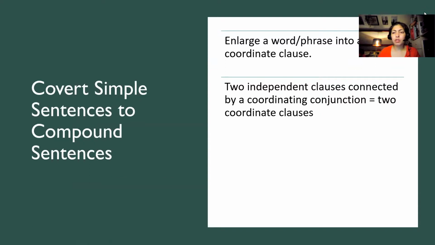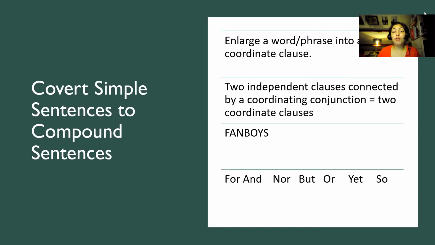I'll explain what conjunctions are in a while. You can remember the list of coordinating conjunctions with this acronym, FANBOYS. So these are the coordinating conjunctions: for, and, nor, but, or, yet, and so. You can just remember this acronym, FANBOYS. So any two independent clauses connected by these words, for, and, nor, but, or, yet, so, become coordinate clauses.